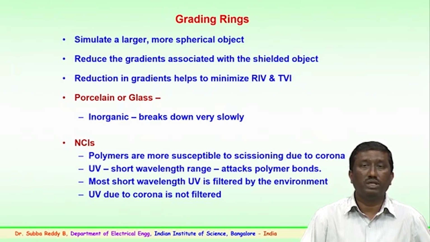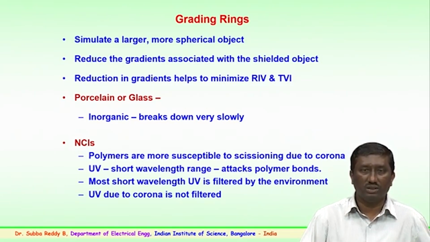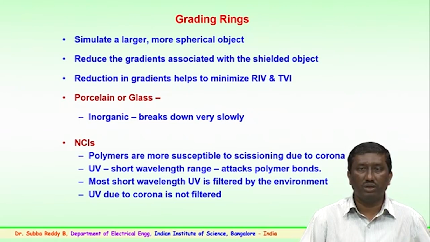Mentioning porcelain or glass, these are inorganic and break down very slowly, and have been used for the last 100 years or so. Mechanically they are good, and their performance has been judged over a period of time. Now the recent non-ceramic insulators, which are polymer, silicone rubber or composite insulators, are more susceptible to ageing due to corona.